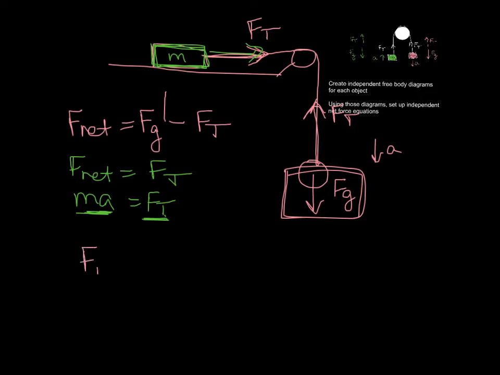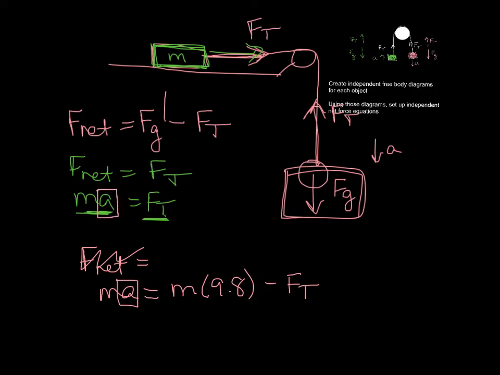For the pink one, our net force, our mass times our acceleration, is equal to our mass times 9.8, that's Fg, minus our tension force. Okay, so this acceleration and this acceleration are the same number. This tension and this tension are the same number. The accelerations are the same because as this block moves down, this block is moving over, and they're both moving at the same time. And so we have a system of two equations with two unknowns, so we could solve it.